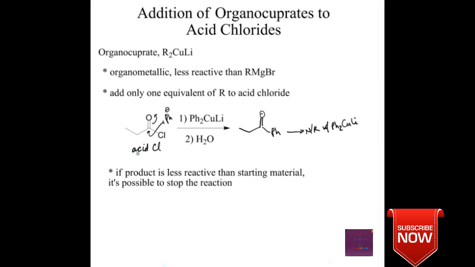So why does it react at all? Well, remember the acid chloride is more reactive. That's a very, very hot electrophile, very reactive, very electron deficient. The ketone is less reactive because it no longer has that leaving group on there pulling electron density away. So anytime you go to a product that's less reactive than your starting material, it might be a reaction that you can control and prohibit the further reaction going forward.